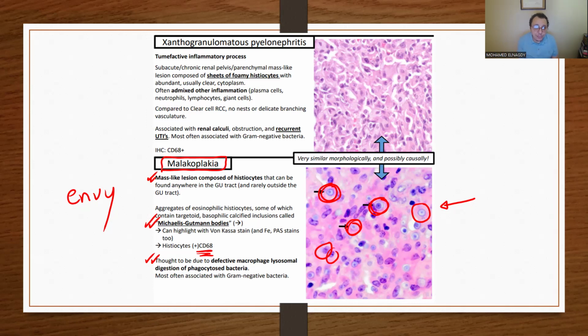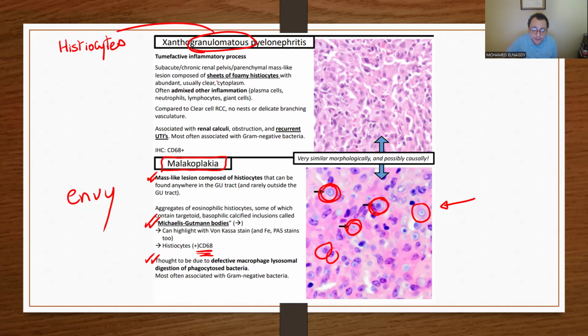The other thing is xanthogranulomatous pyelonephritis. Same thing. Granulomatous means macrophages and lymphocytes. That's what a granuloma means, honestly. Macrophages and lymphocytes. Here we are talking about histiocytes.